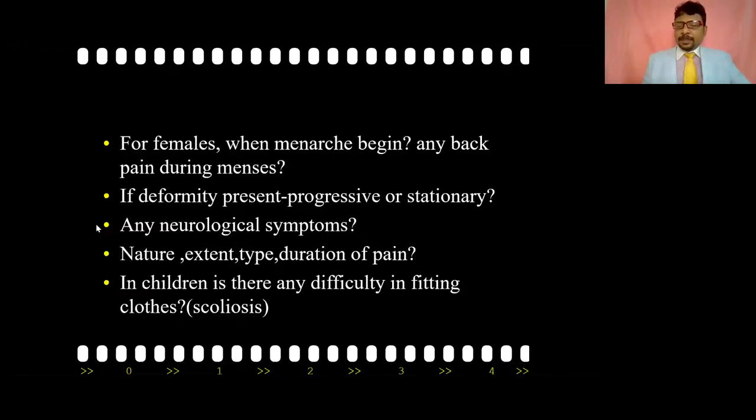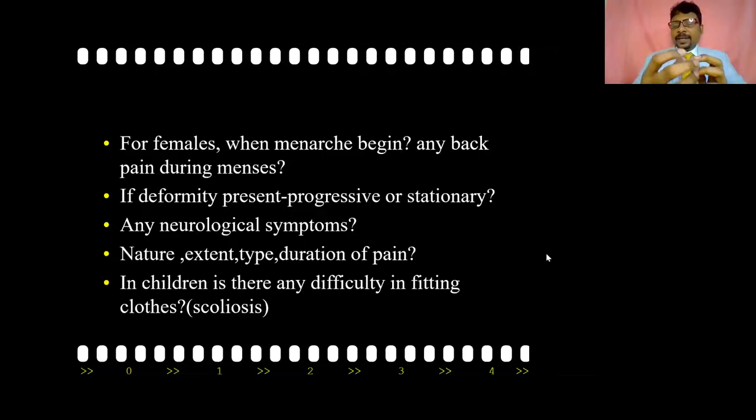Any neurological symptoms? Along with these deformities, are they having any numbness, tingling sensation, loss of sensation, and loss of muscle function? So we have to rule these out during the assessment, and we have to take the complete history. And the nature, extent, type and duration of the pain. If they have pain, how are they getting the pain? What type of pain is it, and what extent, from where to where? And where exactly are they having the pain?